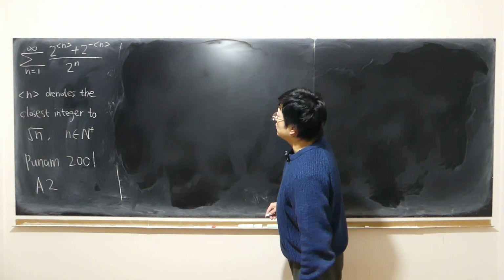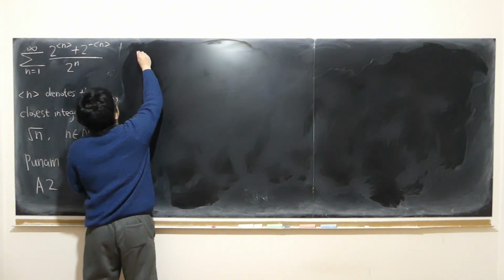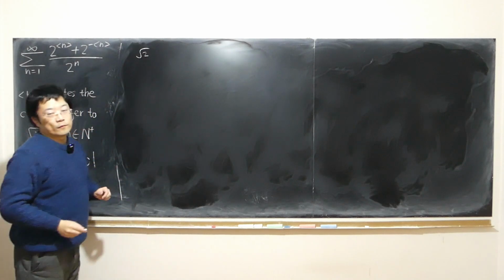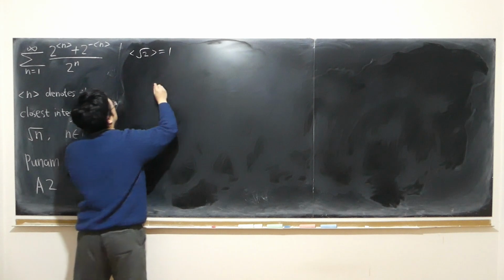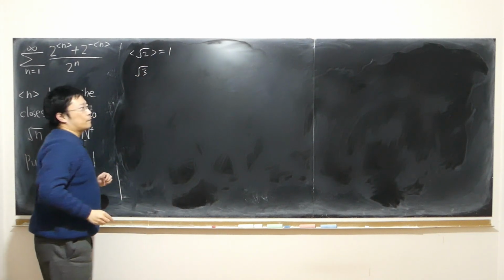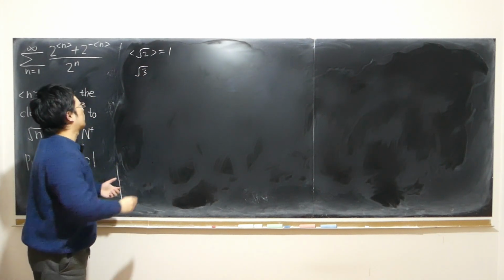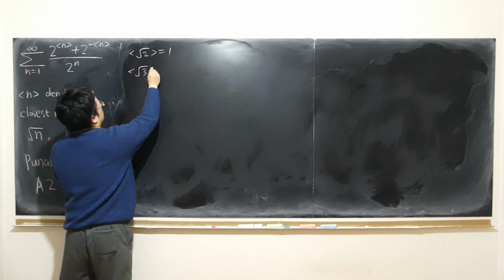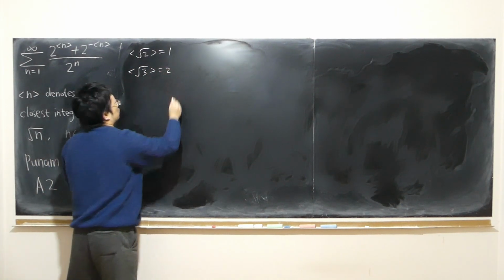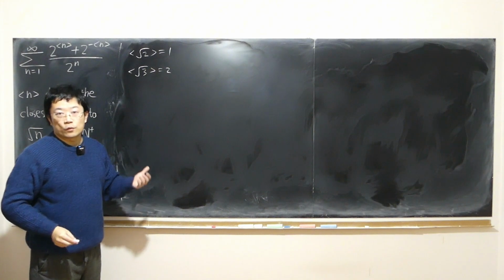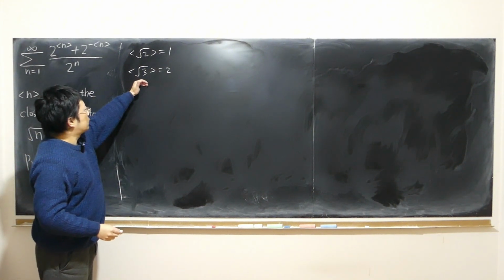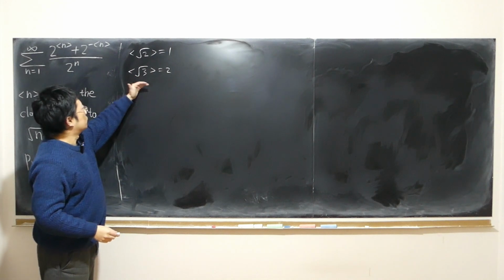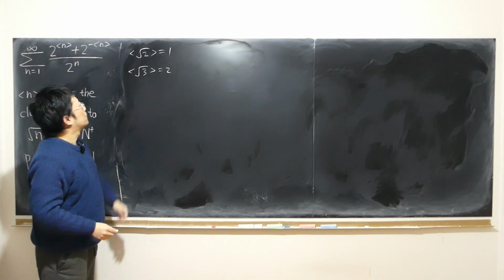So for example, the square root of 2 is roughly 1.4 something, so the closest integer would be 1. The square root of 3 is roughly 1.7 something, so the closest integer would be 2. We have to distinguish it from the floor of, for example, 1.7, that is 1. But in this case, the closest integer to 1.7 something is just 2.